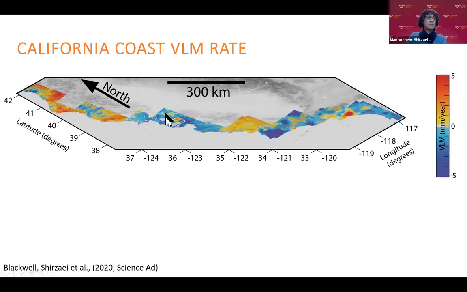And we have some isolated uplift signals, which are aquifers, Santa Ana, Santa Clara, and Livermore, that are rebounding due to the water management activities that started after the 2015 drought.